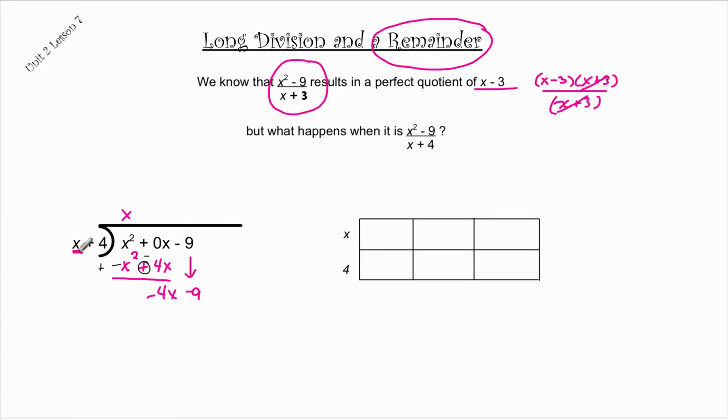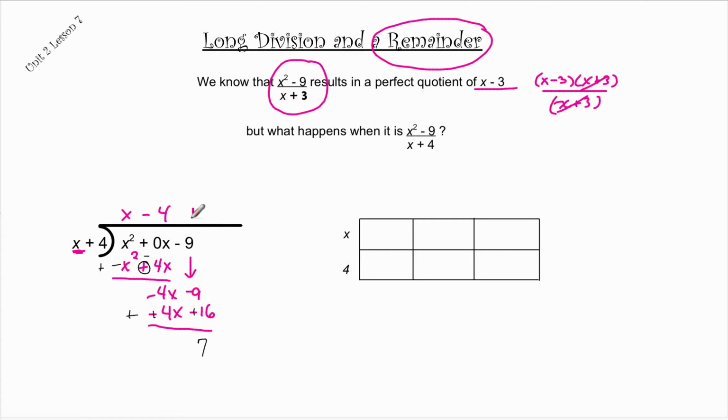How many times does x go into negative 4x? Or in other words, negative 4 times x gets me negative 4x. Negative 4 times 4 gets me negative 16. We're going to subtract by adding the opposite. And there you have it. You do not have a remainder of 0 like you did in Unit 1. Instead, you have a remainder of 7.